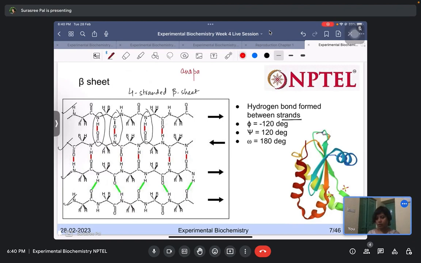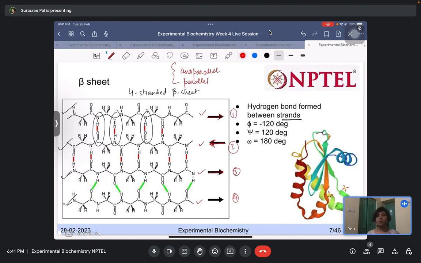anti-parallel or parallel. So what do we mean by anti-parallel or parallel? Anti-parallel is when the beta strands are running in opposite directions. For example, this and this strand, you can see they are running in opposite directions, so they are anti-parallel. Again, strand number 2 and strand number 3 are anti-parallel because they are running in opposite directions. Whereas strand number 3 and strand number 4 run in similar directions, so they are parallel.